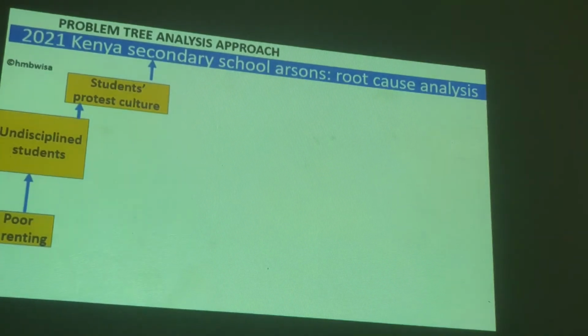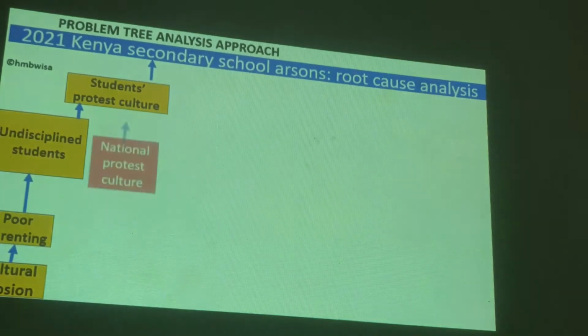And that results or may result into arsons. But why poor parenting? Probably cultural erosion. The culture of parenting has been eroded over time. So one root cause of arsons is that cultural erosion.